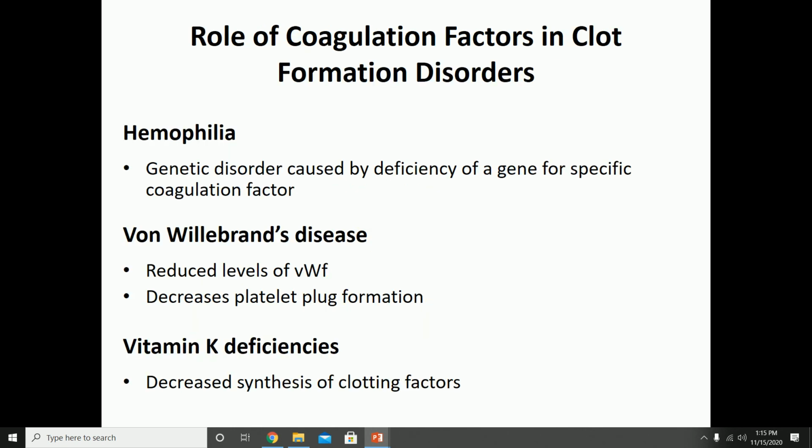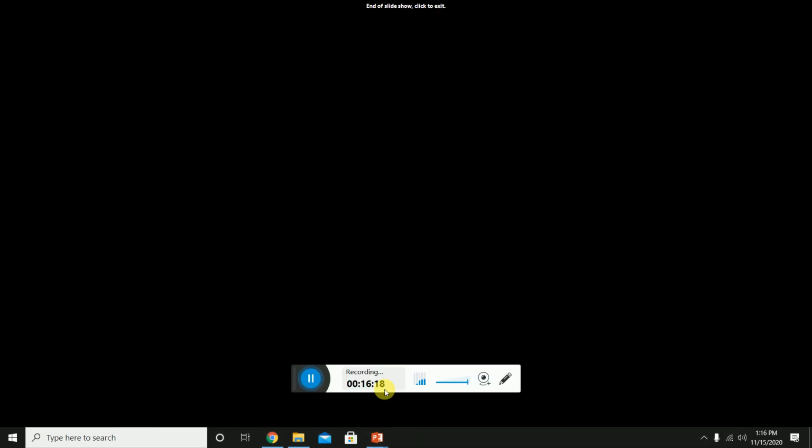Now, a couple of clotting disorders. So there's hemophilia, which is a genetic disorder. There is von Willebrand disease, where there's a reduced level of von Willebrand factor. We've seen how that factor was important for platelet aggregation. So in that disease, there's a decrease in platelet plug formation. And then there's vitamin K deficiency. Whether it's due to dietary deficiencies or due to liver failure, whatever the cause of the vitamin K deficiency is, that would lead to decreased synthesis of the clotting factors by the liver, which leads to bleeding tendencies. And that is the end of chapter 12.